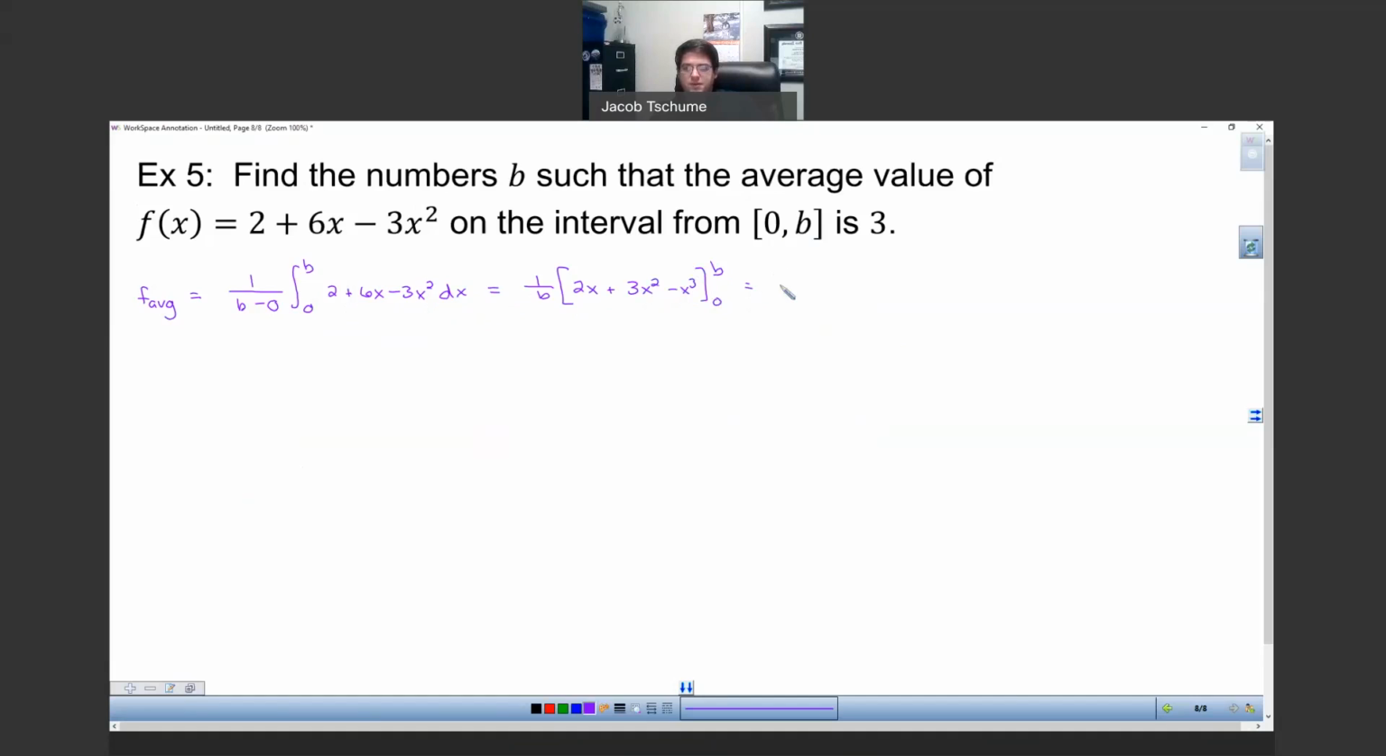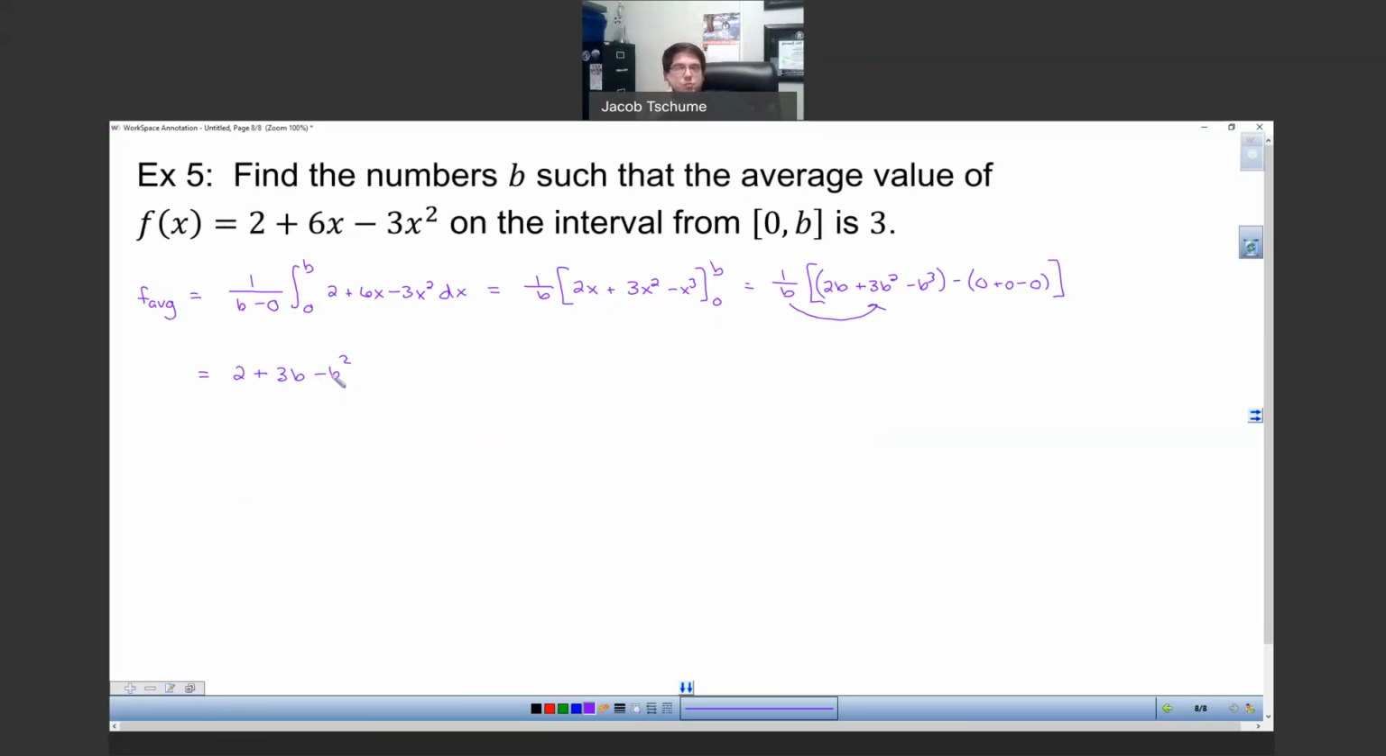All right, plug your parameters in. This would be 1 over b times, if you plug b into all of those terms, it would be 2b plus 3b squared minus b cubed. And then technically, if you were to plug 0 into all of those, you would just get a bunch of zeros. Take the 1 over b that's out front, and you can distribute this to all three terms, and you will have your average value of the function. So your average value would actually just be 2 plus 3b minus b squared. So there's the first part.